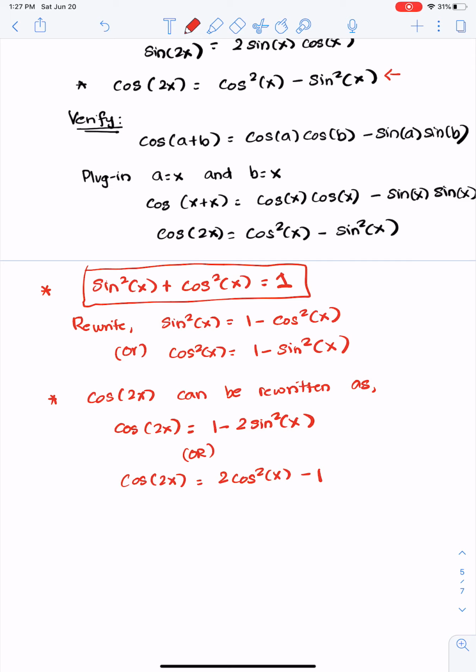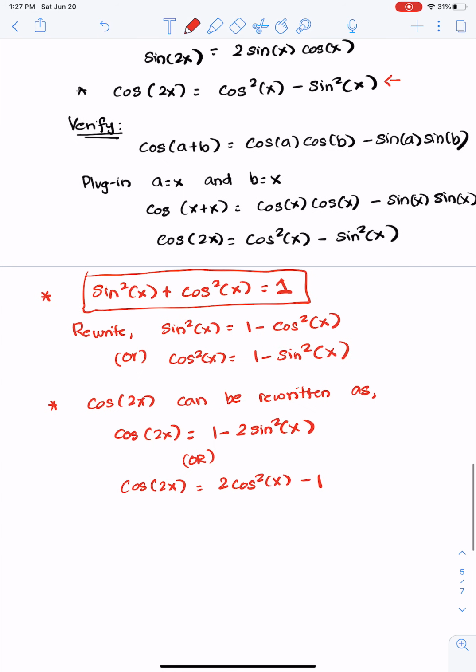Again, you don't have to memorize all of these. As I said, if you know one of the identities, we can derive the other identities. But as far as this class is concerned, you could simply have a note card or a cheat sheet, one of those.